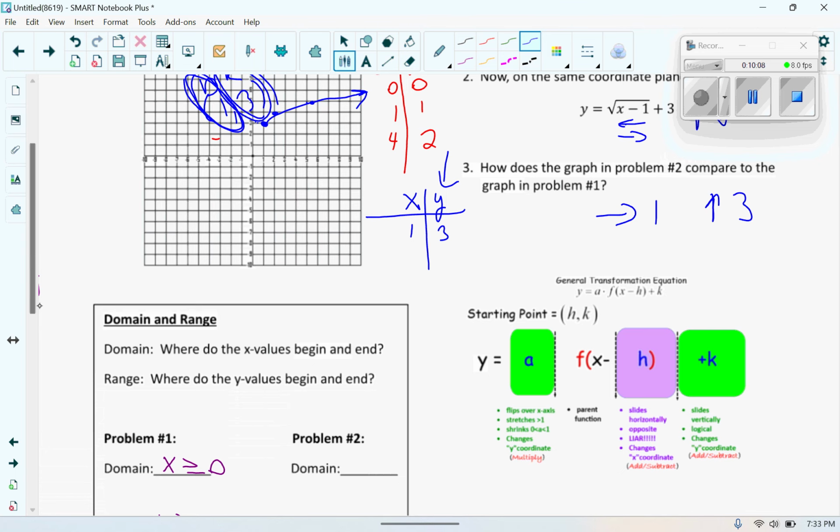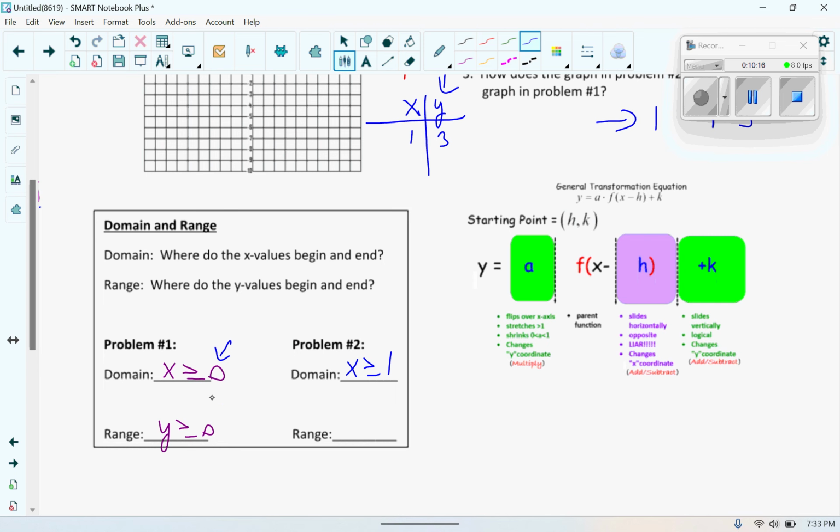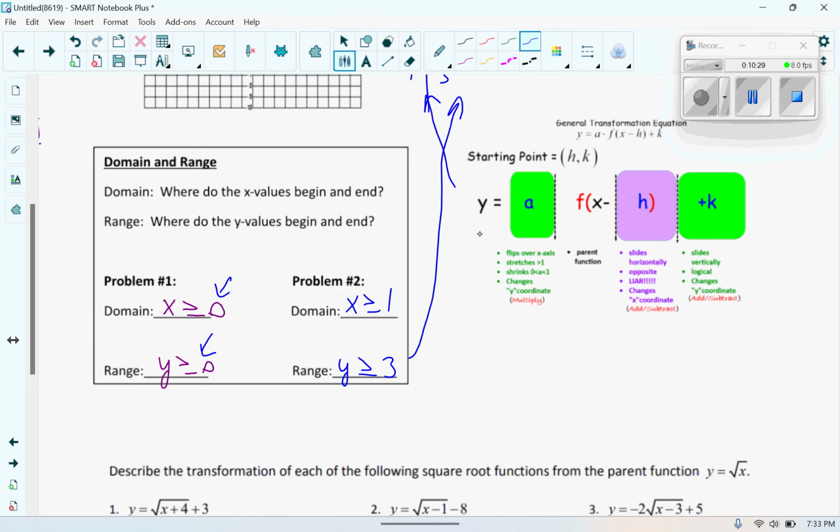Okay, so for the domain, instead of saying x is greater than or equal to 0, I'm going to say x is greater than or equal to 1. And for my range, instead of saying y is greater than or equal to 0, I'm going to say y is greater than or equal to 3. Again, I'm getting it there and there for my x and y. Okay, so this is just a review of transformations.